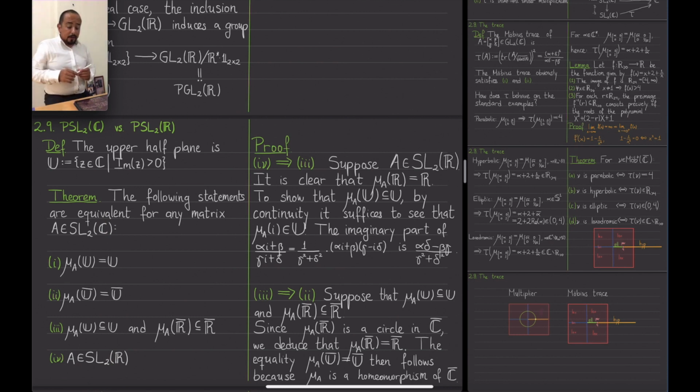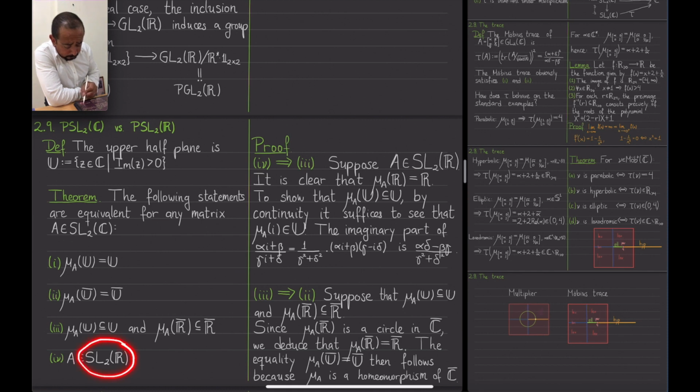Okay, so the proof of this equivalence is not very hard, and relies a lot on the continuity of mu a, on knowing that mu a is actually a homeomorphism. So let us do the proof. I'm going to do it 4 implies 3 implies 2 implies 1 implies 4, so kind of all the other way around. So let's start with 4 implies 3.